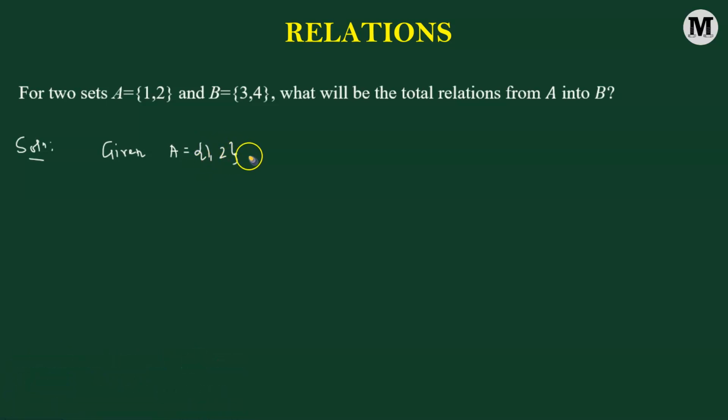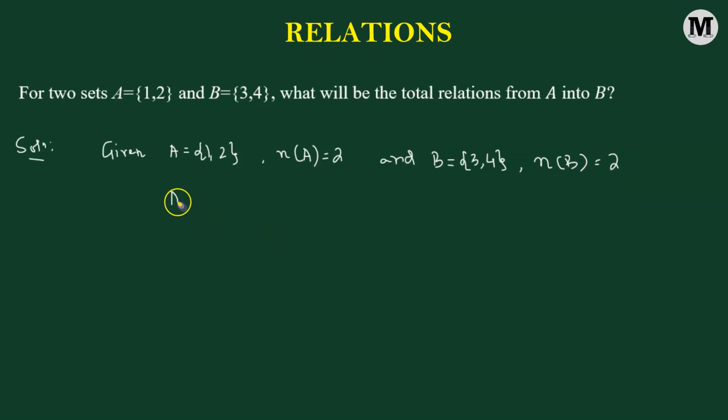So let's write it down that the total number of elements in the set A equals 2. And we have the set B. Set B also contains two elements, 3, 4. That means the total number of elements in the set B equals 2 as well.